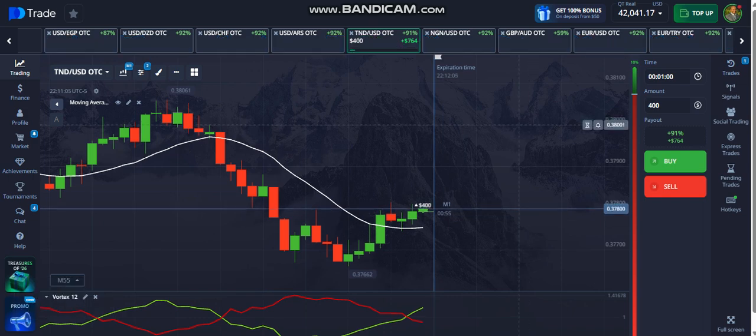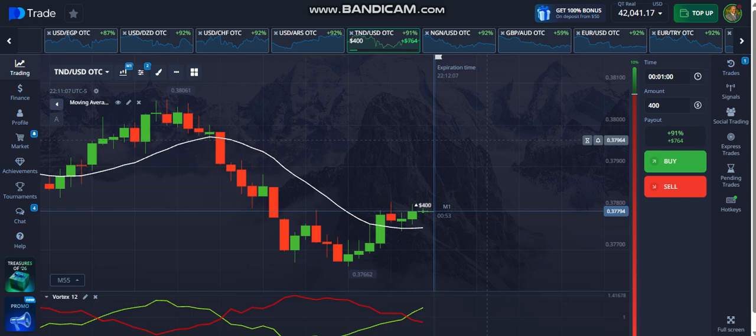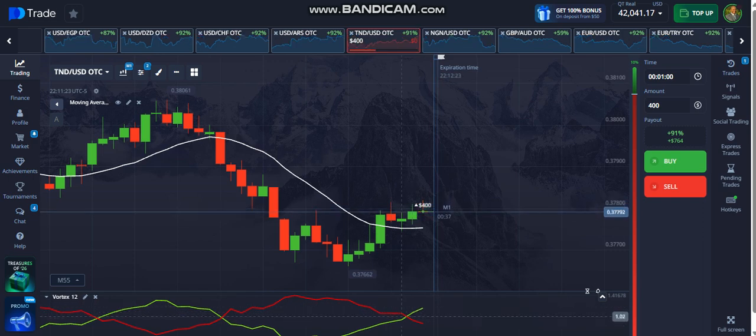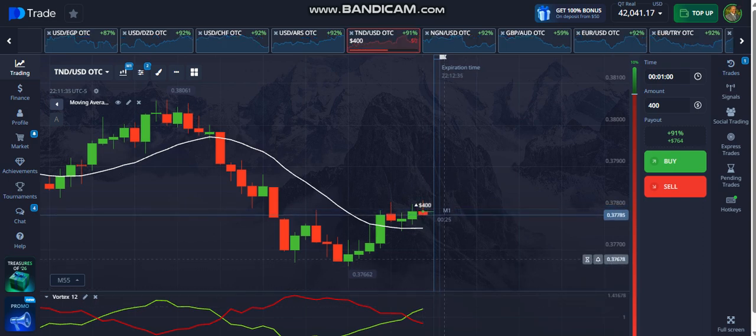Okay, so I'm on the TND USD currency pair, and in this particular trade, I waited for the price to close above the WMA line. I was a little bit late to the trade, but also you have to have that crossover where the green vortex line crosses the red vortex line. So let's monitor this trade, and hopefully it'll push upward here.